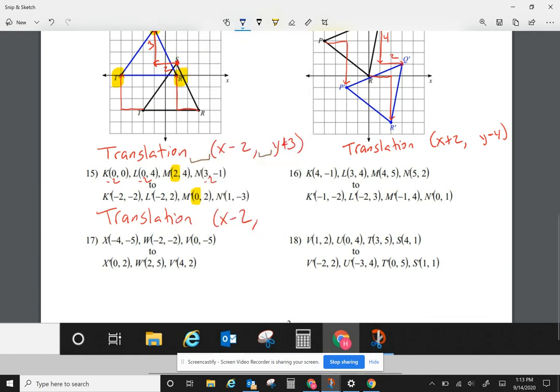Now let's take a look at y. I have a 4, and it has to become 2. I can only add or subtract. So I'm going to say, well, let me subtract 2 on that one, right? Because 4 minus 2 is 2. And I double check everything. Negative 1 minus 2, it works. 4 minus 2, 0 minus 2. So I subtracted 2 from every y as well.